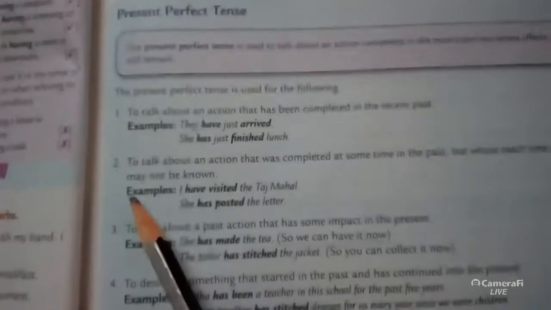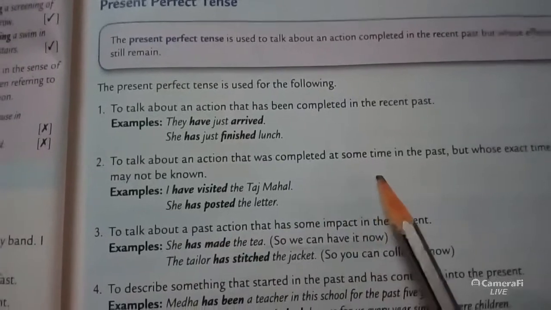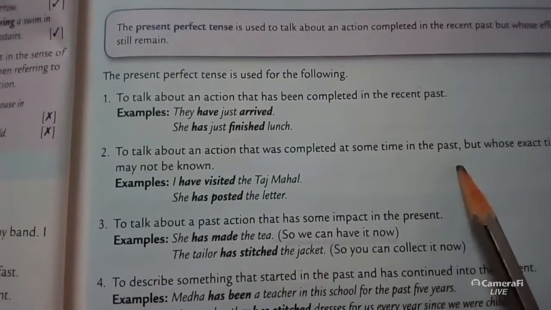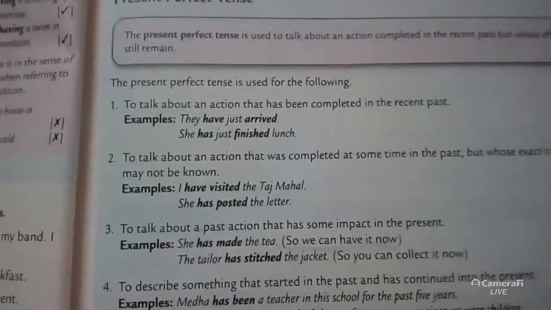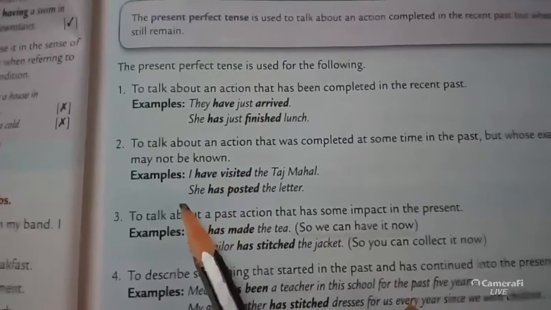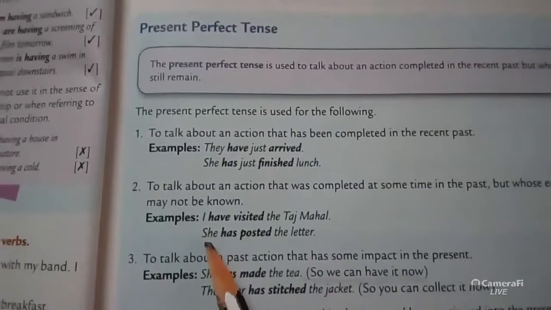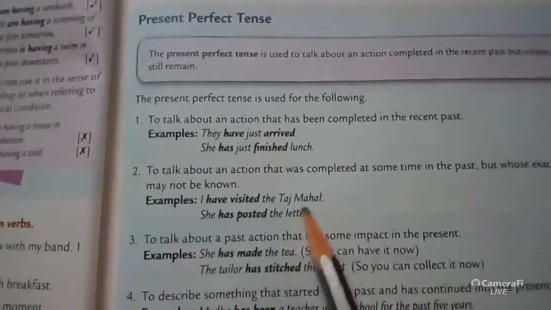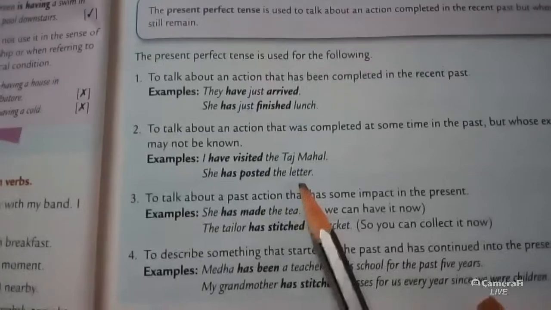Number 2, to talk about an action that was completed at some time in the past, but whose exact time of completion may not be known. That means it is completed, but we don't know the exact time when it was completed. I have visited the Taj Mahal. She has posted the letter.